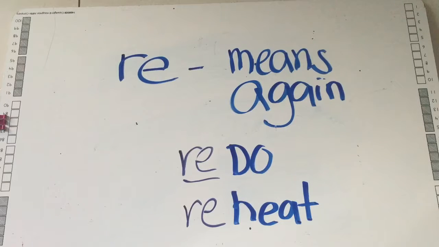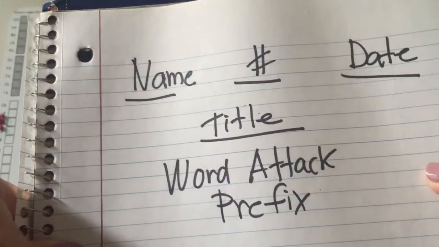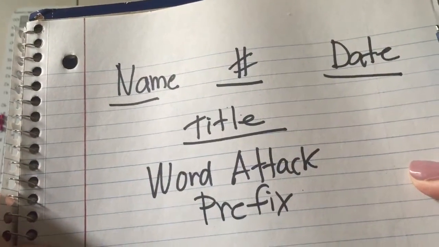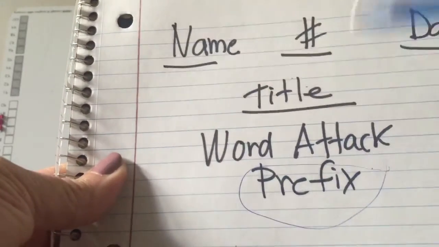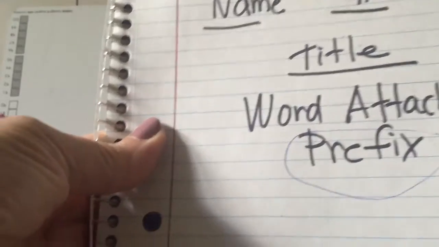Okay, so you're going to practice with some cards, and I'm going to give you a minute to get together. You'll need something to write with. You will need something to write on. And you're going to set your paper up just like this. Name, number, and date. And this time you're going to put a title. This is called Word Attack Prefix. So take a minute and do that.